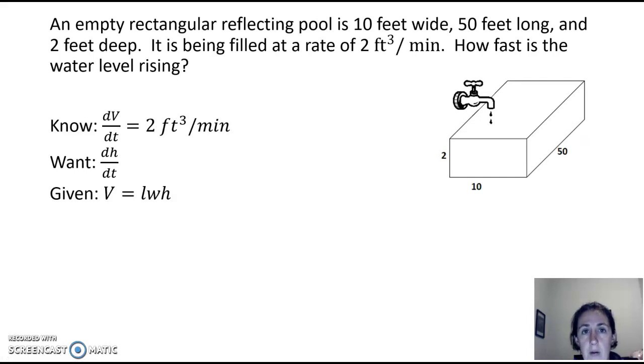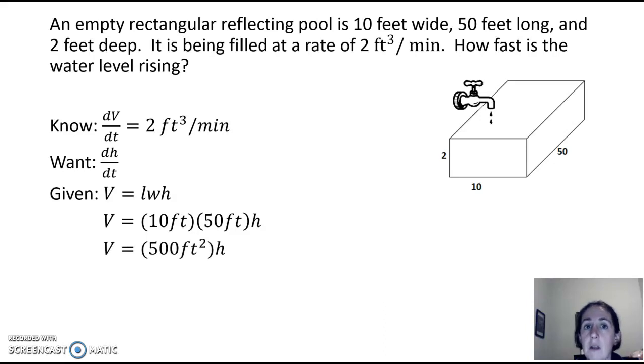Well, the volume of a rectangular box is length times width times height. The height is constantly changing, but the width and the length are not. So we have that the volume is 10 feet times 50 feet times whatever the height is, which gives me 10 times 50 is 500, and feet times feet is feet squared. So remember those units, they're going to come back in, times whatever the height is. So the given relationship we're working with is V = 500H.